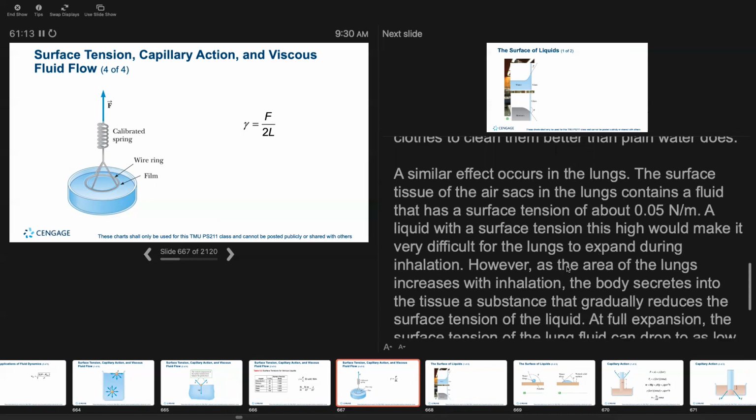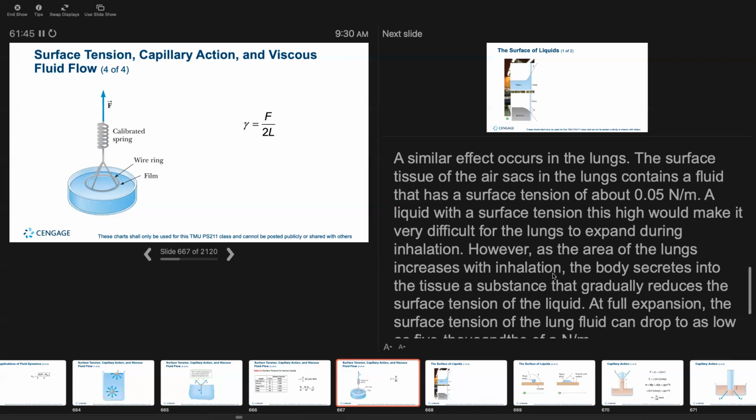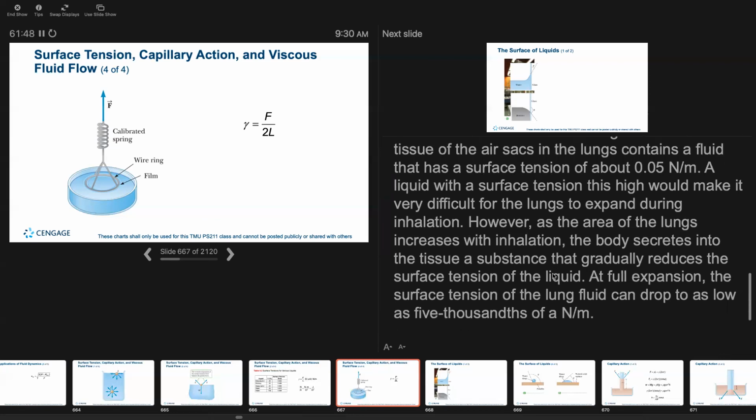A similar effect occurs in the lungs. The surface tissue of the air sacs in the lungs contains a fluid that has a surface tension of about 0.05 newtons per meter. A liquid with a surface tension this high would make it very difficult for the lungs to expand during inhalation. However, as the area of the surface increases with inhalation, the body secretes into the tissue a substance that gradually reduces the surface tension of the liquid. At full expansion, the surface tension of the lung fluid can drop as low as 5 thousandths of a newton per meter.